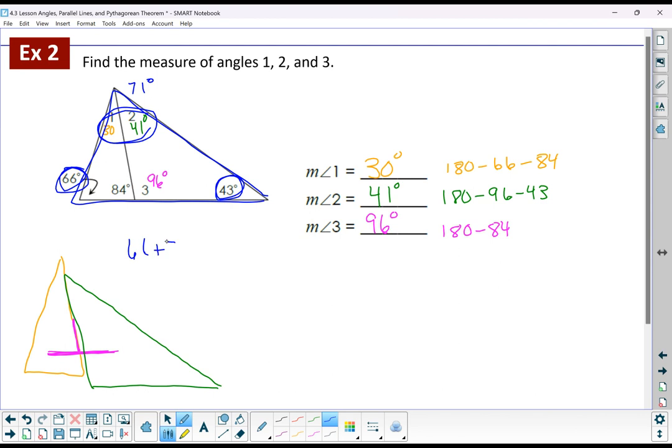And this is kind of a good way of checking ourselves. 66 plus 71 plus 43, and that is 180. So that means that we've probably done all of our work correctly.